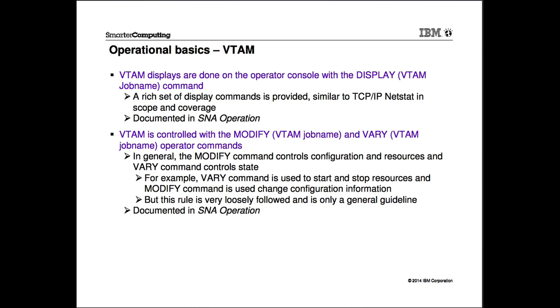With VTAM, displays are done on the operator console using the DISPLAY command, with the VTAM job name. There's a rich set of display commands similar to the TCP/IP NETSTAT, but for SNA things, documented in SNA Operation. VTAM has a MODIFY command, the MODIFY VTAM jobname command, and the VARY VTAM jobname command. In general, and I say in general because there are exceptions to every rule, the MODIFY command controls configuration and resources, and the VARY command controls state. For example, the VARY command is used to start and stop resources, and the MODIFY command is used to change configuration information. But this is a loosely followed rule, only a general guideline, and all the commands are documented in the SNA Operation manual.